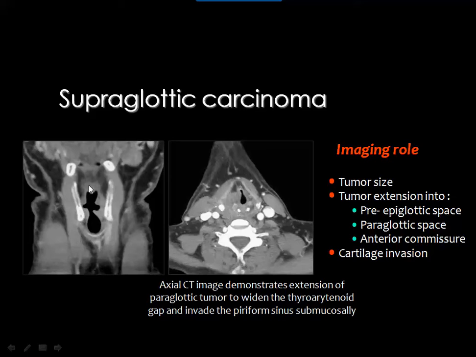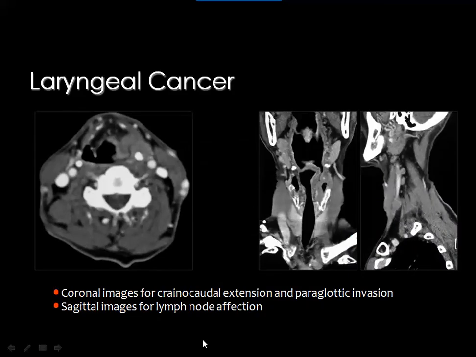As I have mentioned, one of the best views by CT and by MRI is the coronal images to show the region of the true vocal cord, the laryngeal ventricle, and the false vocal cord. Then this is an example of a mass on the left side, and this mass is infiltrating the left side of the epiglottis. This is the epiglottis, and it also affected the epiglottic fold and extends slightly into the pre-epiglottic fat. On the coronal image, you can see the full extent of the lesion, and this is the epiglottis.